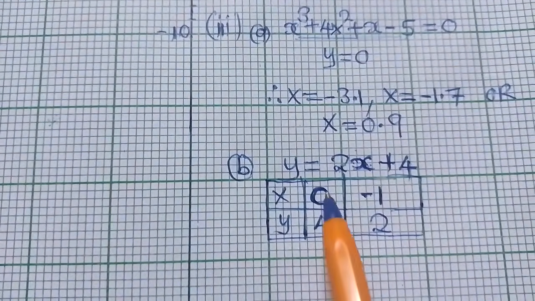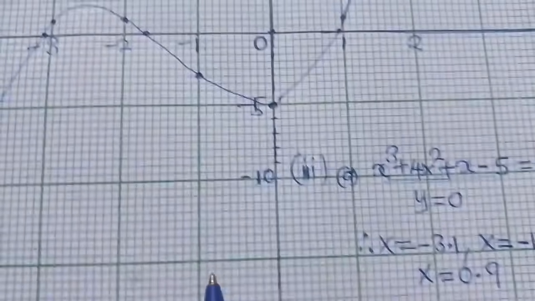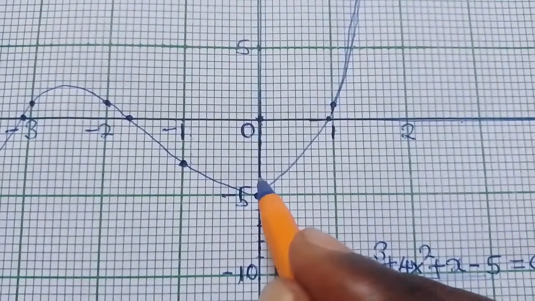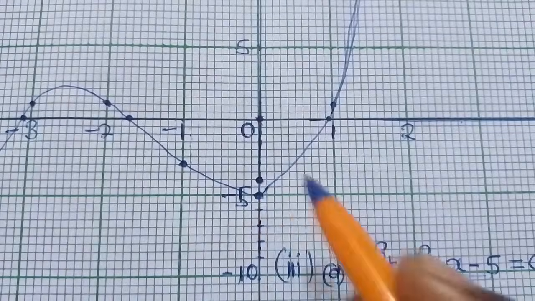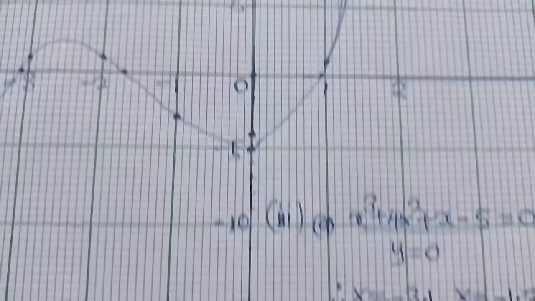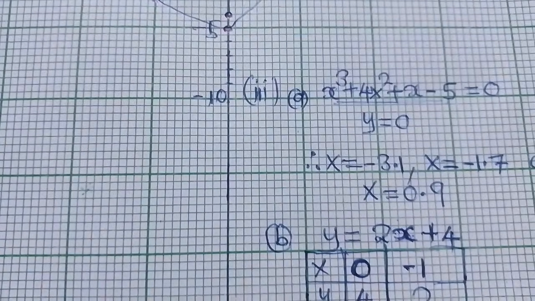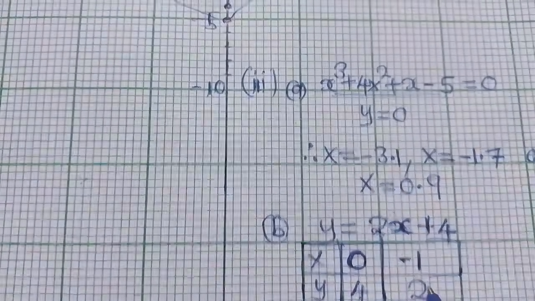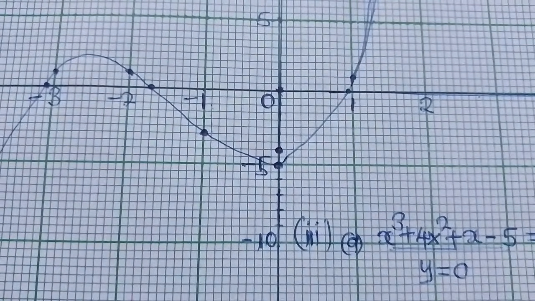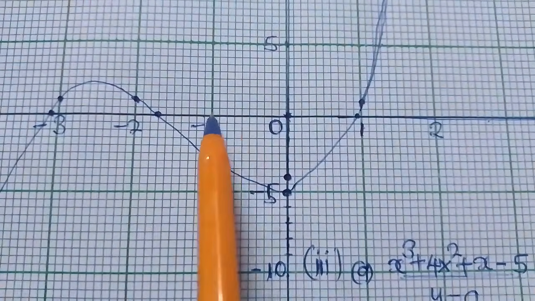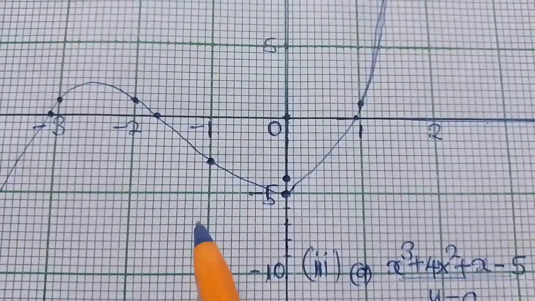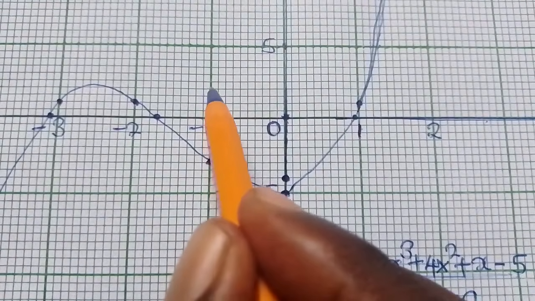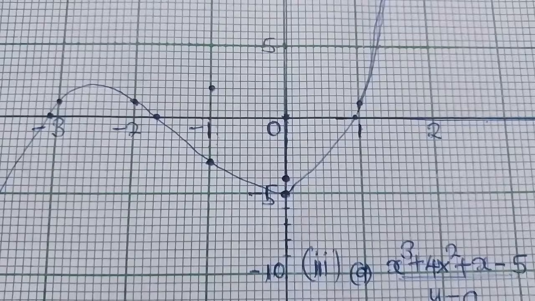So you plot these two. This is 0, 4. You plot on your graph 0, 4. Where is 0, 4? It is here. So you put a dot there. Then what's the other coordinate? Negative 1, 2. Have you seen negative 1, 2? Where is negative 1? Negative 1 is here. So negative 1, 2 is here, somewhere there.